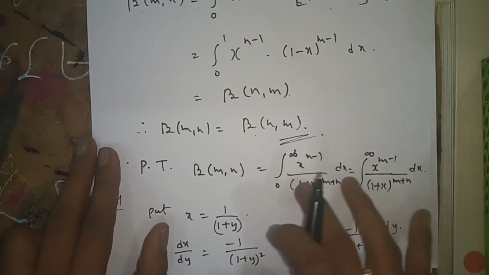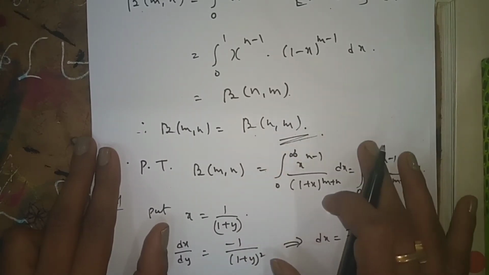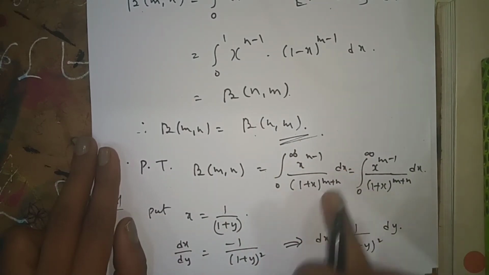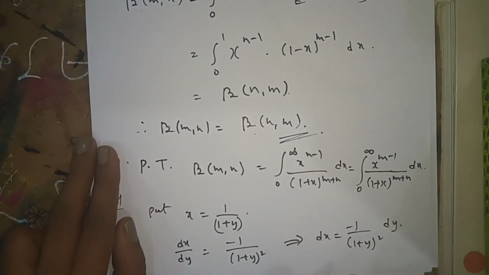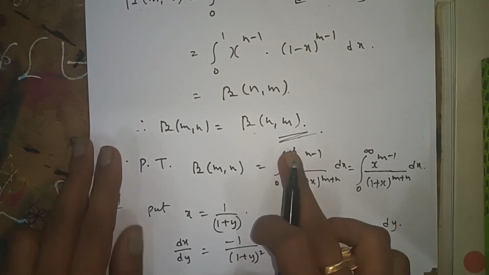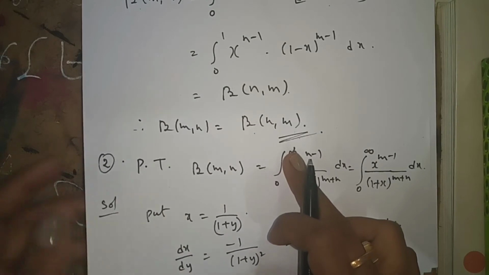I am converting this limit in terms of y. Wherever x is there, I will write 1 plus y, so that dx is equal to this one. Wherever dx is there, I will write this one. So the x limits are there like this. I have to change the x limits into y limits. Now, I will tell you how to change the limits.